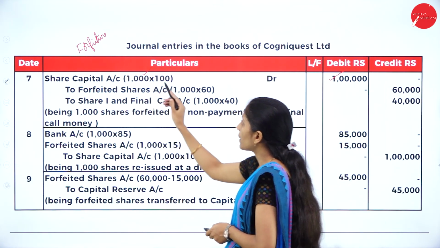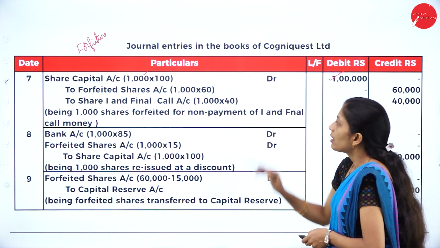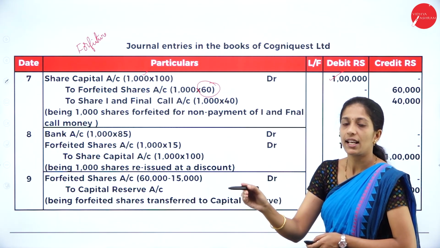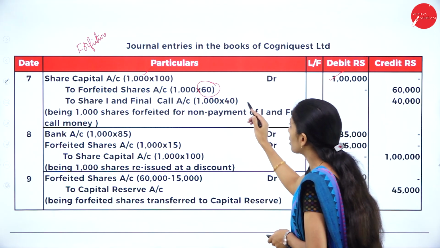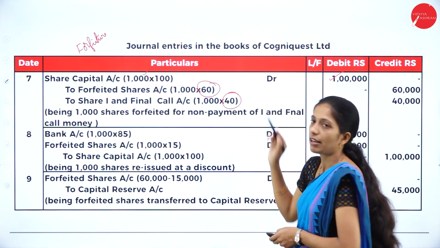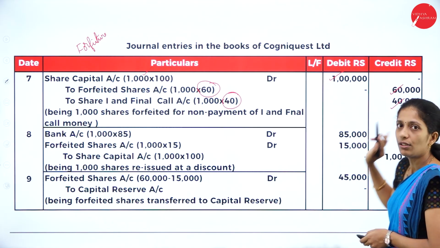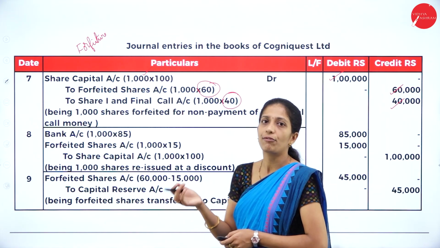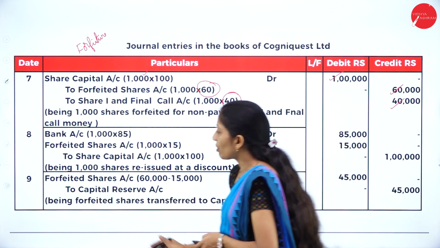So, equity share capital 1,000 into 100, full value. To forfeited shares, how much we have received? 60 rupees. And application 20, allotment 40. Share first and final call, how much we have not received, that you have to take here, 1,000 into 40. So it will be 60,000 and 40,000. So narration being 1,000 shares forfeited for not paying first and final call money. Next entry is for what?